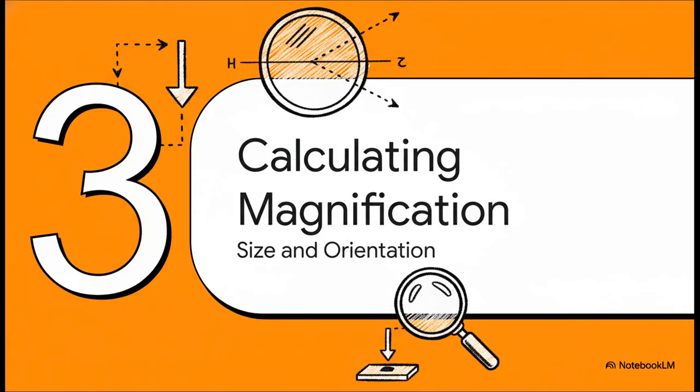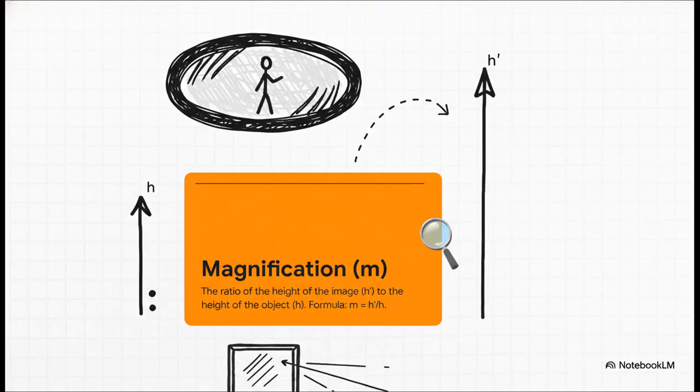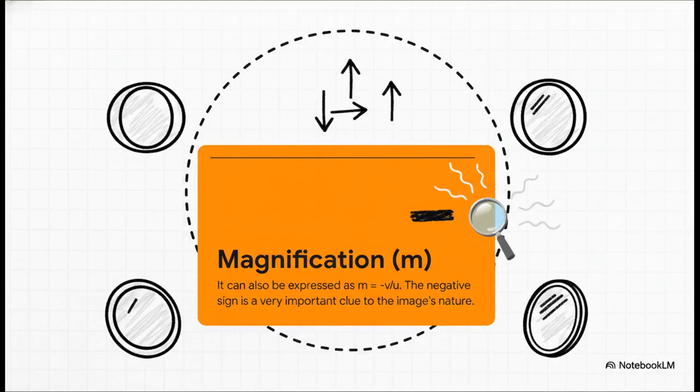Just knowing the position of the image is not enough to get full marks on a problem. We also need to know its size compared to the object and whether it's upright or inverted. For this, we use a concept called magnification. So, magnification, which we represent with the letter M, simply tells us how much larger or smaller the image is when compared to the object. It's just a simple ratio, the height of the image, which we call h dash, divided by the height of the object, h.